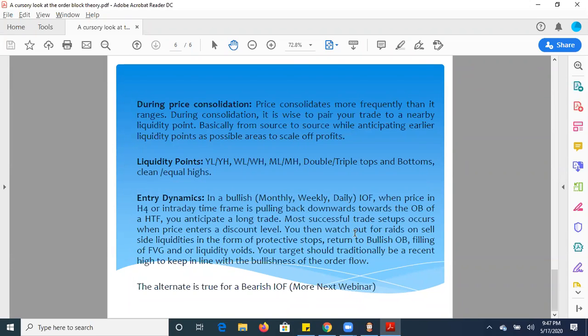Right, so during price consolidation, price consolidates more frequently than it trends. During consolidation, it is wise to pair your trade to a nearby liquidity point, basically from source to source, while anticipating earlier liquidity points as possible areas to scale off profits.